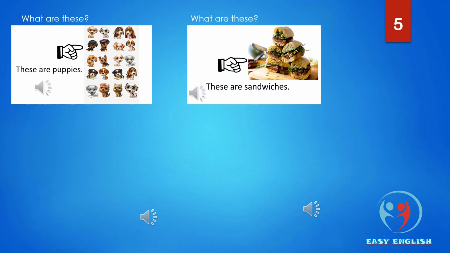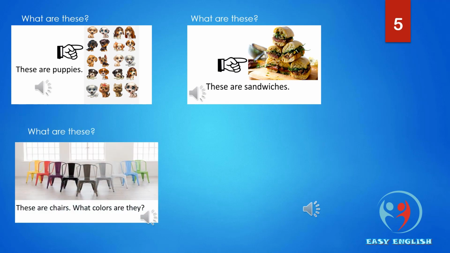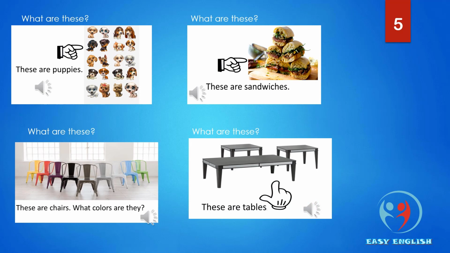What are these? These are sandwiches. What are these? These are chairs. What colors are they? What are these? These are tables.